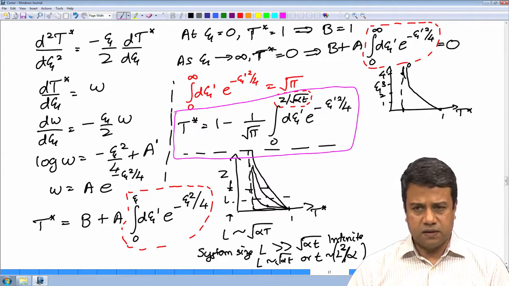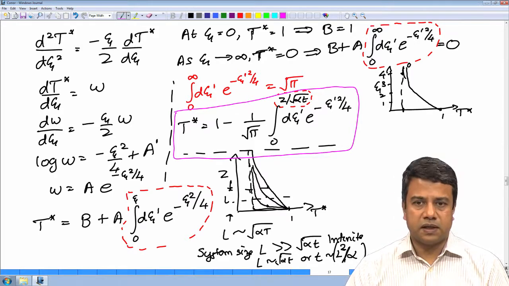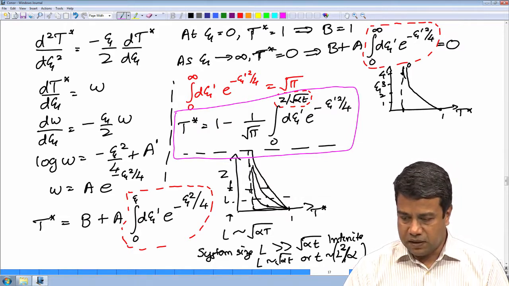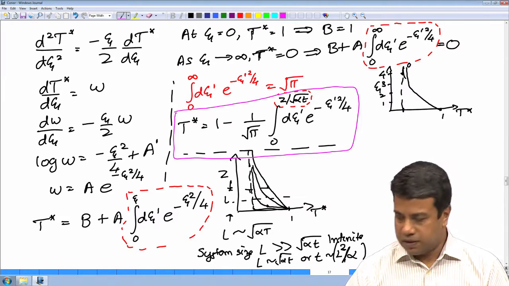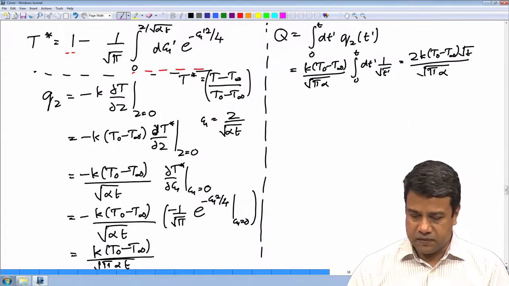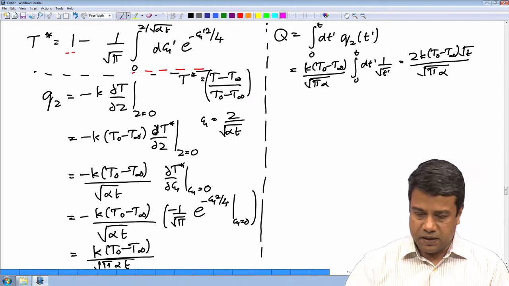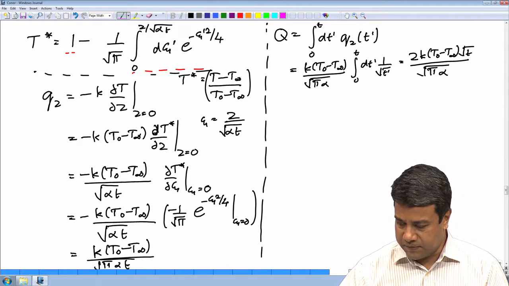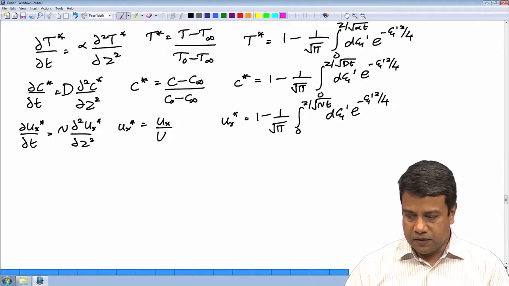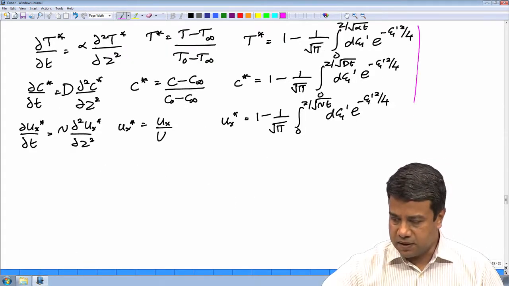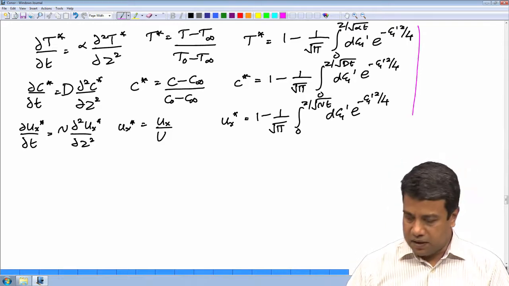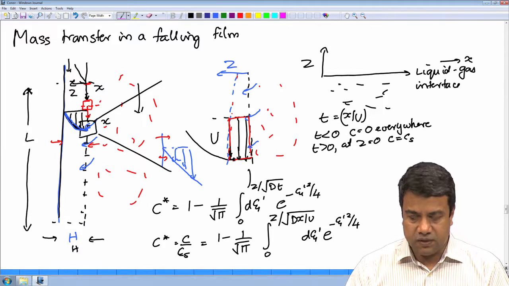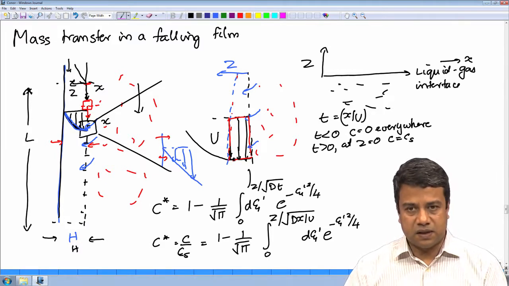It contains an integral. This integral cannot be evaluated analytically, but it can always be evaluated numerically. And this solution is the same, whether you consider mass transfer, heat transfer, or momentum transfer. You can consider the heat, from this you can calculate the heat flux and the total heat transported. And therefore, you get exactly the same set of solutions, whether it is mass, heat or momentum transfer. And we had actually looked at one practical application where this can give you a correlation, and that was a falling film.